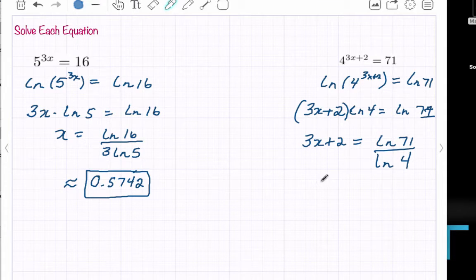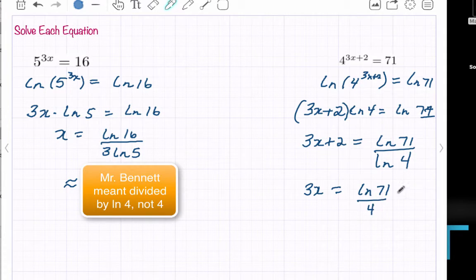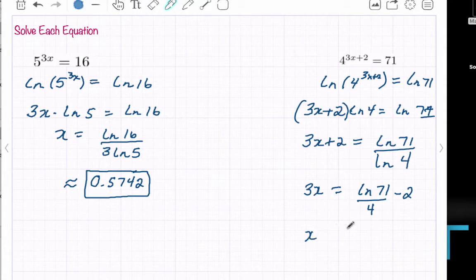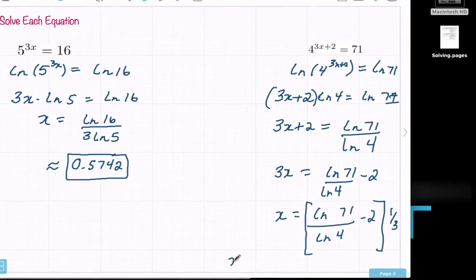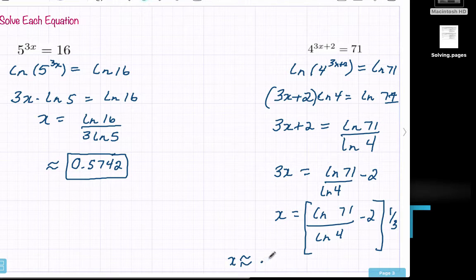You subtract 2 from both sides, divide by 3, so we'll just do 3x equals the natural log of 71 over 4 minus 2. Then this whole thing would be divided by 3. So x is going to equal the natural log of 71, forgot that natural log there, over the natural log of 4 minus 2. This whole thing would be divided by 3 or times 1/3. Going to run out of space, so x is approximately, when we put all that on the calculator, 0.3583. So that's a tough one.